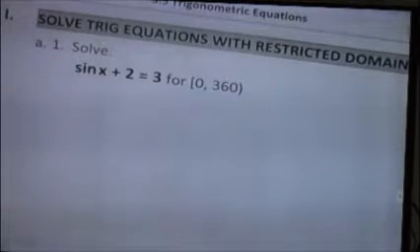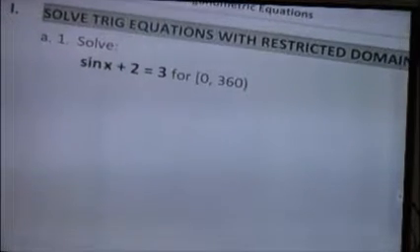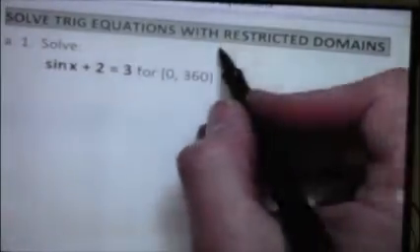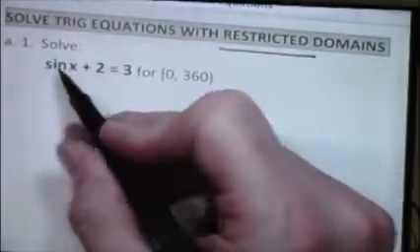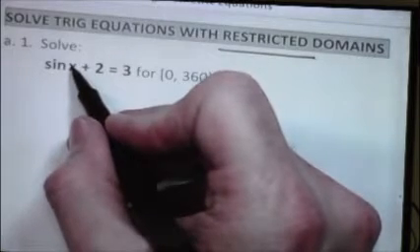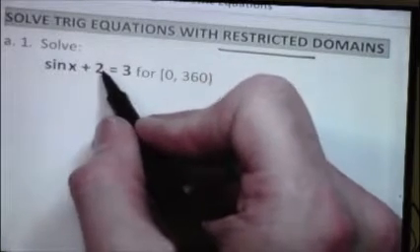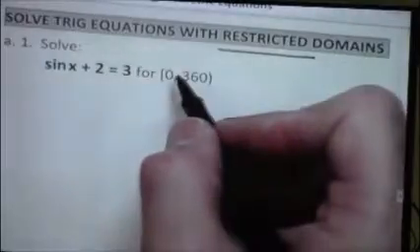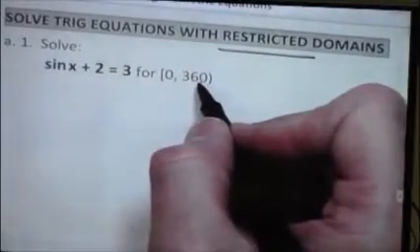We're going to use factoring, or whatever techniques, dividing on both sides if we need to, all the things you've normally done with solving equations for years now. But there's going to be a couple of changes. The first change is a restricted domain. So we're going to find the angles where the sine of that angle plus 2 equals 3, only for 0 to 360.